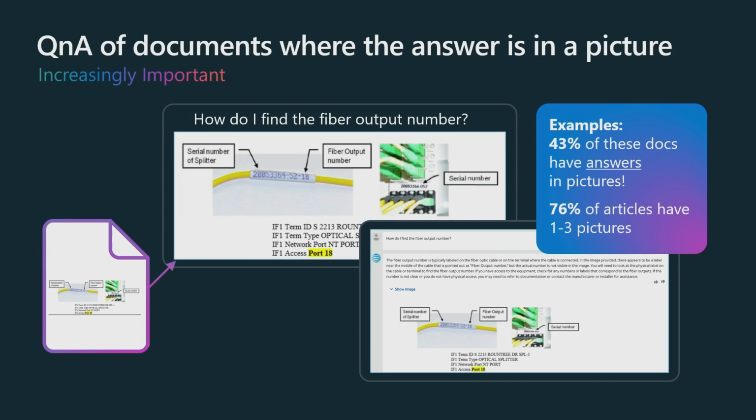I said, what do you mean it doesn't work? It works phenomenal. And they said, no, it's not giving me the answer. And I was like, well, show me some examples. It turns out their documents, since it's field and network, are loaded with pictures, okay? And when they were asking a question, the answer was inside of pictures. In that one example, you could barely see it there, but if you want to know where the fiber output number is, it's only in that picture, and it's the last 2 digits of where it's pointing on the tape there, okay? So how do you answer that? All of a sudden we had to make sure, for this use case, because it's loaded with pictures, in fact, 43% of all these documents had answers in the pictures, okay?